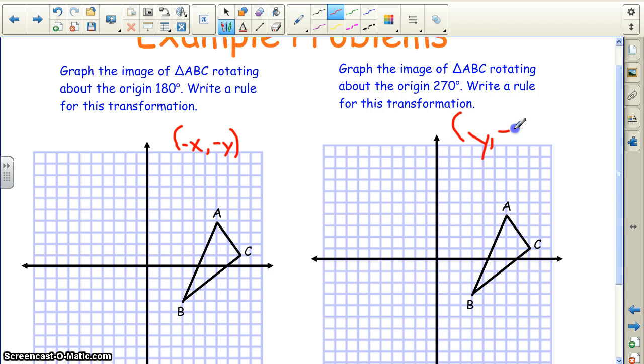But this time the x changes signs. When it was a 90-degree rotation, the y changed sign. For 270 degrees, the x value changes signs. Okay.